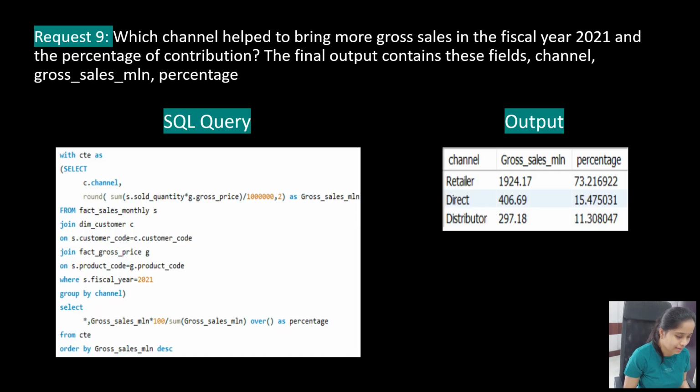And here we have the next ad hoc request. In which channel helped to bring more gross sales in fiscal year 2021, and the percentage of contribution. So we run a SQL query to get different channels, gross sales and the percentage, and this is the output. And let's move to the insights.